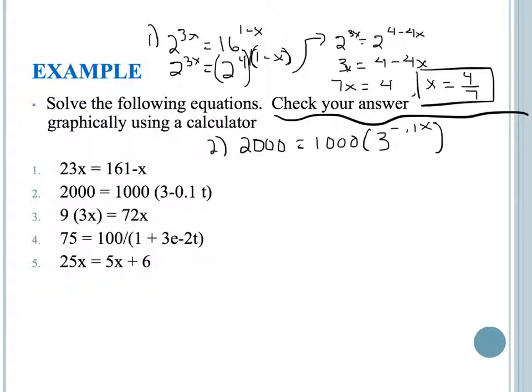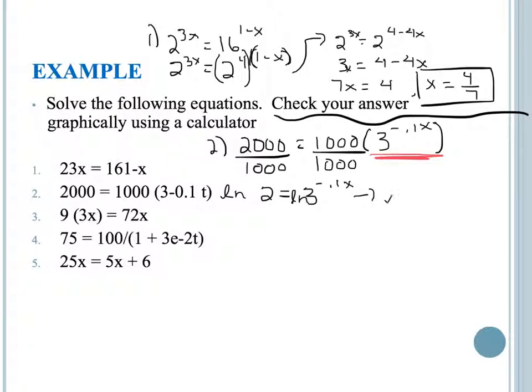And my goal here is to isolate the exponential part, what's in the parentheses. So I need to get the 1,000 out of the picture. I'll divide both sides by 1,000, and that means I now have 2 equals my base. And there is no way that I can have 2 and 3 have the same base the way I did with my 2 and 16. So here's an example where I would take the ln of both sides to be able to bring the exponent of -0.1x out in front.